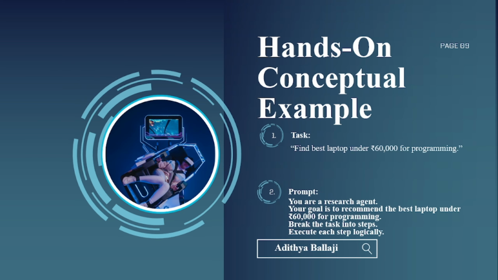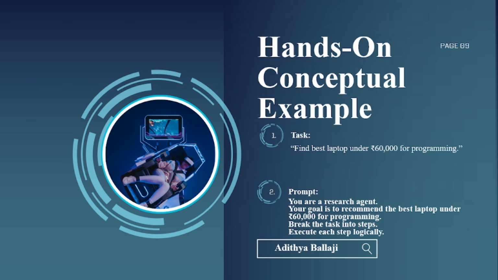Now a hands-on conceptual example. You can give the AI a task: find the best laptop under 60,000 for programming. So your prompt is going to be: you are a research agent, your goal is to recommend the best laptop under 60,000 for programming. Break the task into steps, execute each step logically. Now what happens is that ChatGPT, or whichever AI you're using, will actually work in a loop until it gets a laptop which is under 60,000 and which is best for programming.